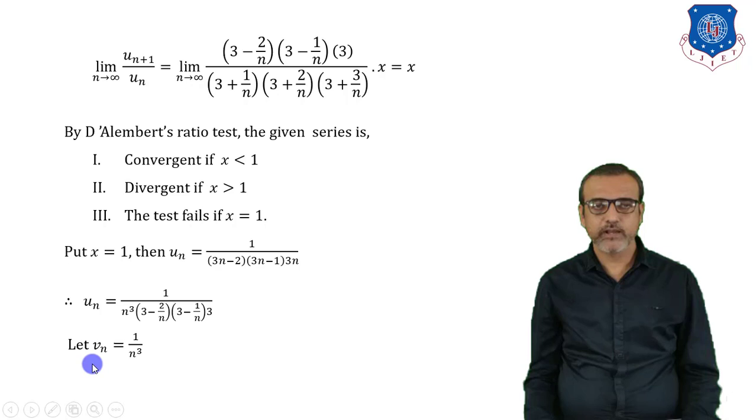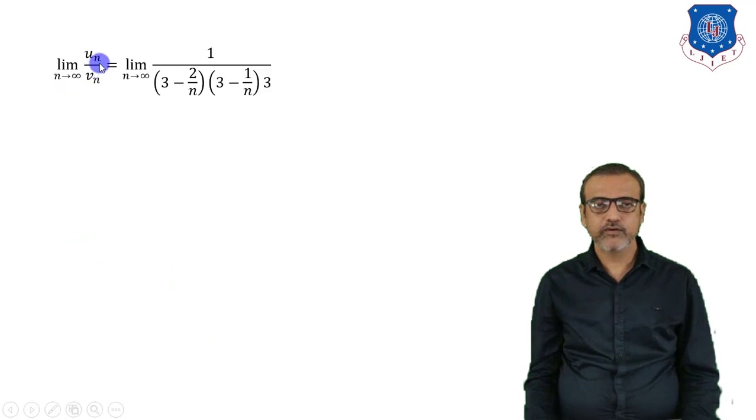Now here we are going to apply the comparison test. So let v_n equal 1 upon n cubed. Now limit n tends to infinity u_n upon v_n equals limit n tends to infinity of 1 upon (3 minus 2 by n) into (3 minus 1 by n) into 3. Now as n tends to infinity, 2 by n and 1 by n tend to 0. So we have 1 upon 3 into 3 into 3, which is 1 upon 27, a finite and non-zero value.